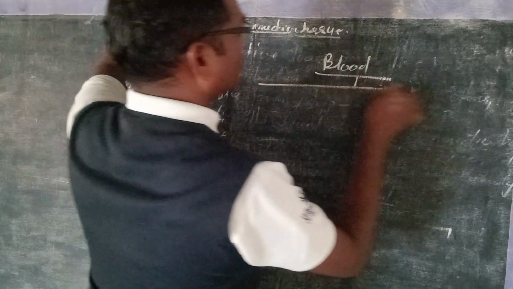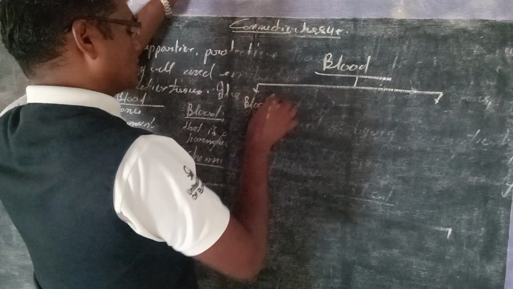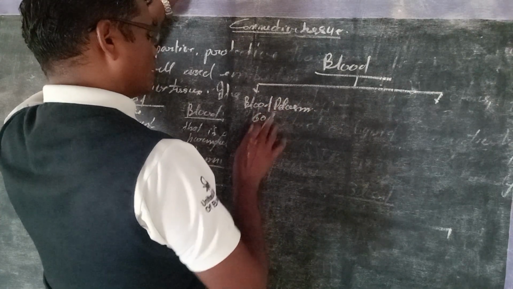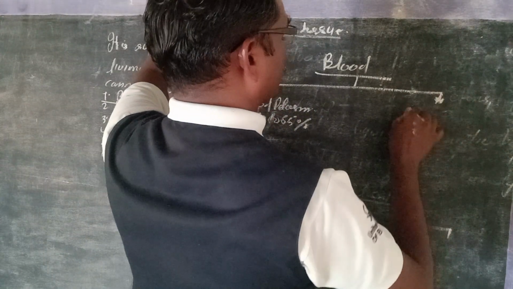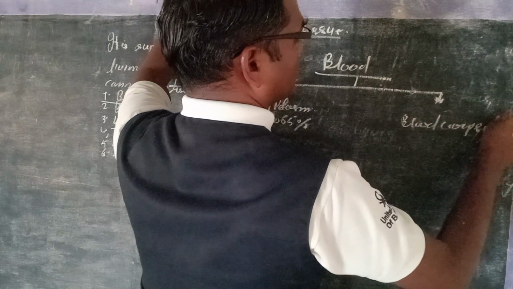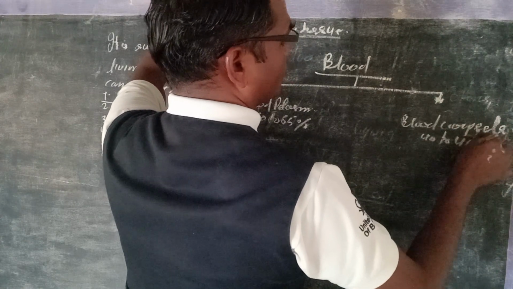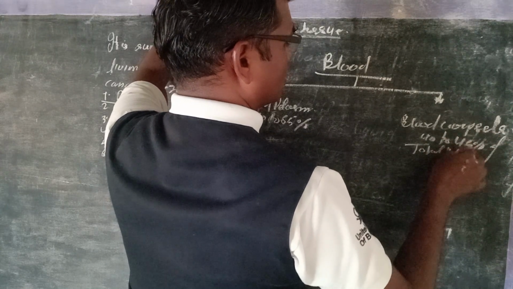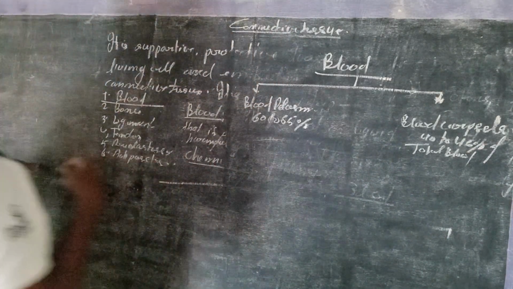Blood is further divided into two types. Blood plasma is 60 to 65% of total blood, and blood corpuscles are 40 to 45% of total blood. Further, we will divide the blood plasma and the blood corpuscles.